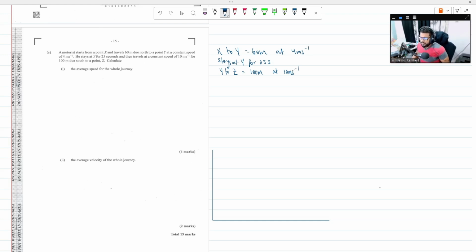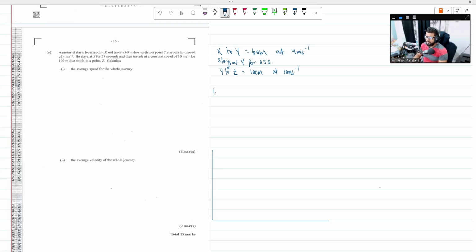So the total, we have the whole distance, right? The whole distance he traveled is going to be 60 plus 100, which is 160. Total distance traveled is 160. Total time taken, we could get time from the first one. Time is equal to distance over speed. We could get the time for the second one. Time is equal to distance over speed.